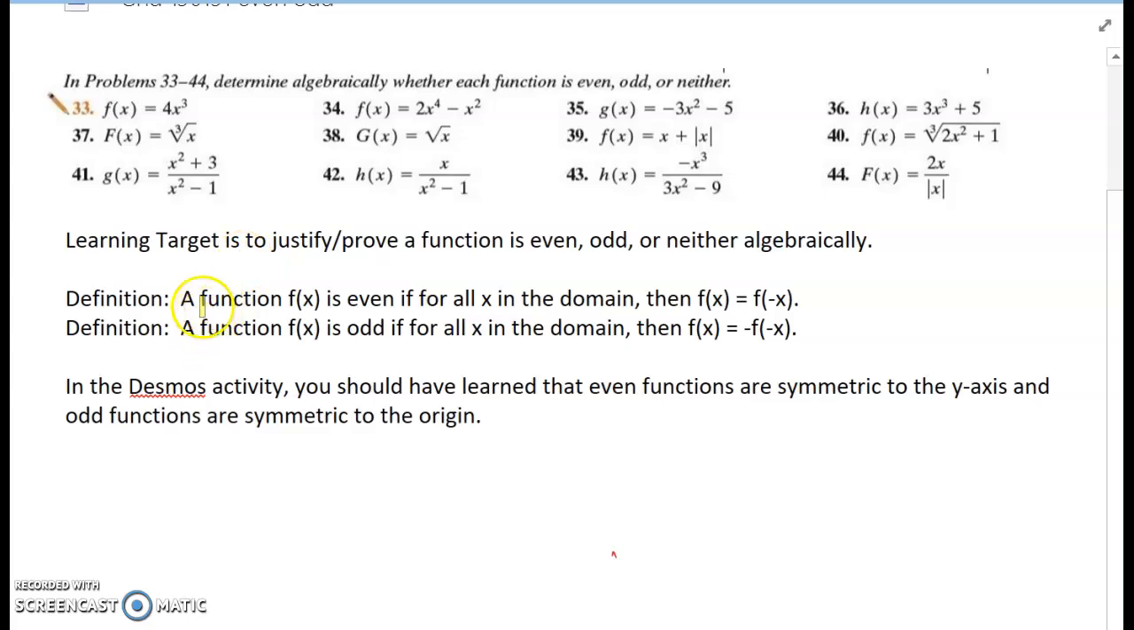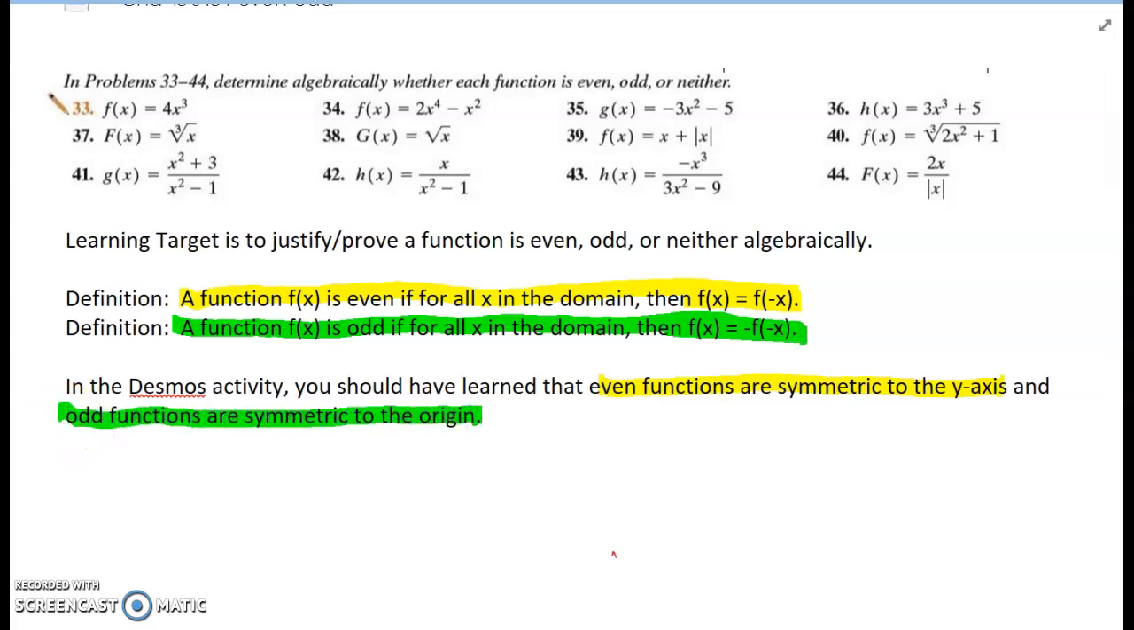Today's learning target on this worksheet is to prove that a function is even, odd, or neither. So the definition of even, I'm going to highlight it in yellow. A function is even if f of x equals f of negative x for all x in the domain. We saw in the Desmos that even functions are symmetric to the y-axis. Odd functions, the definition that I'm highlighting in green, f of x equals the opposite of f of negative x, and we saw that odd functions are symmetric to the origin.